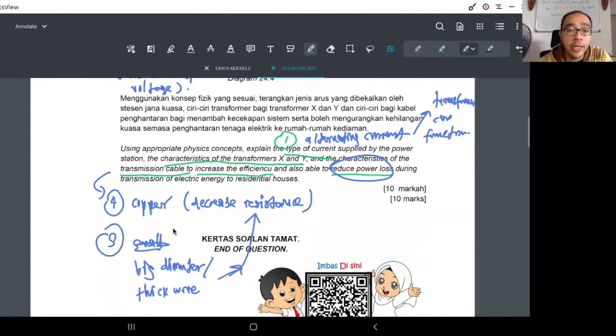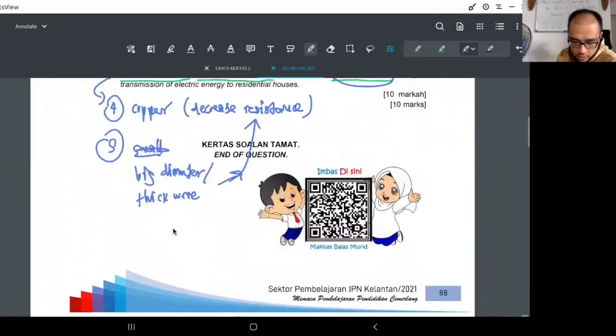Let me see if there are any other answers. Okay, decrease resistance by using copper or a big diameter, thick wire. All right. Wow. We have finished all these pages.